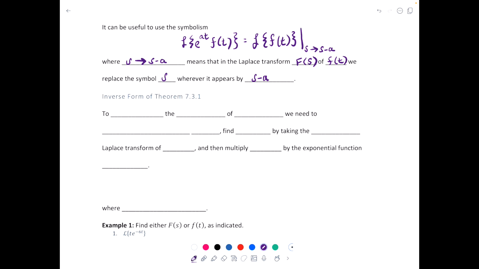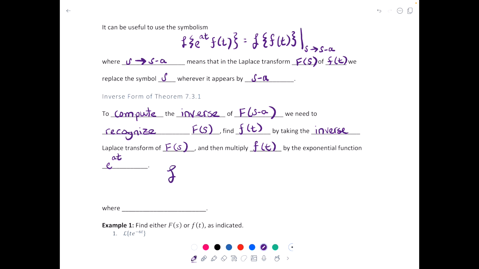All right, the inverse form of 7.3.1. To compute the inverse Laplace transform of capital F at s minus a, we need to recognize capital F at s, find f at t by taking the inverse Laplace transform of capital F at s, and then multiply f at t by the exponential function e to the at.